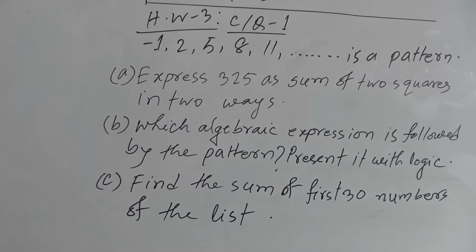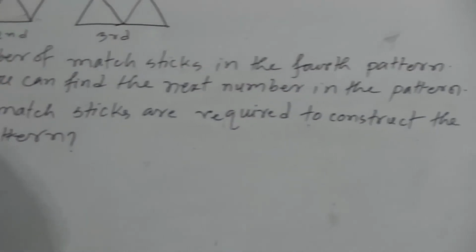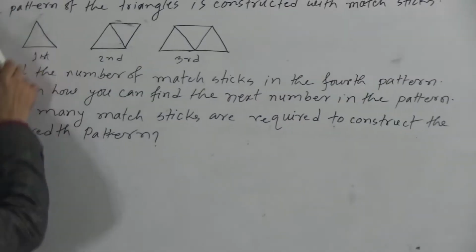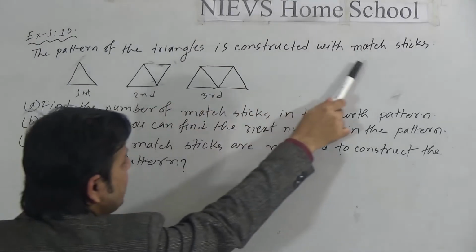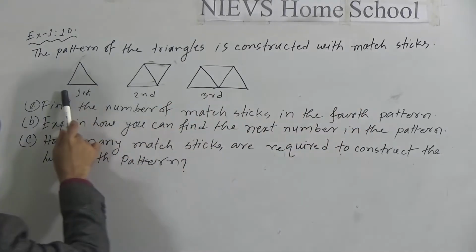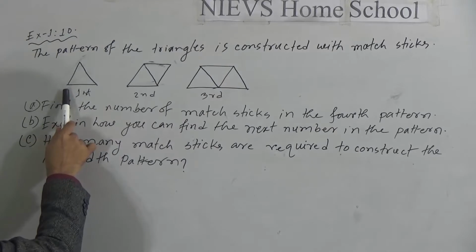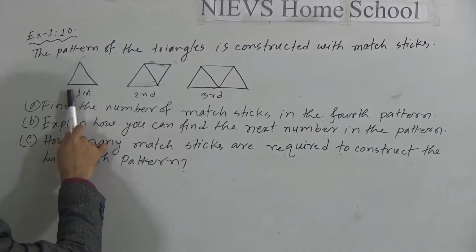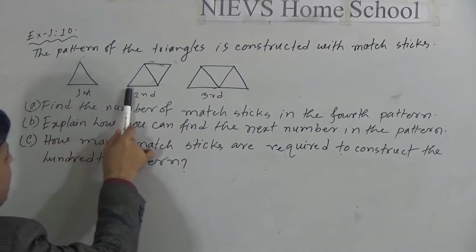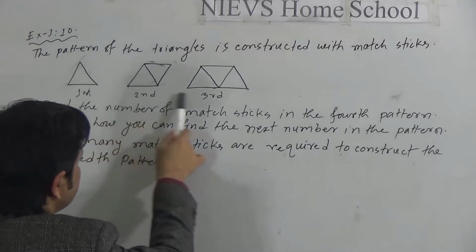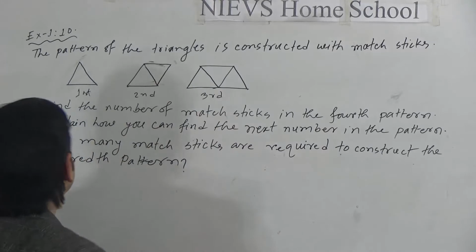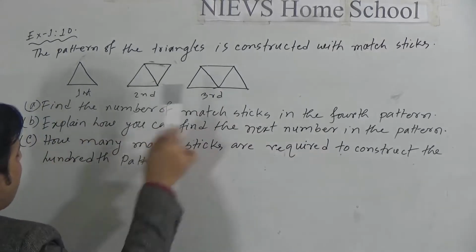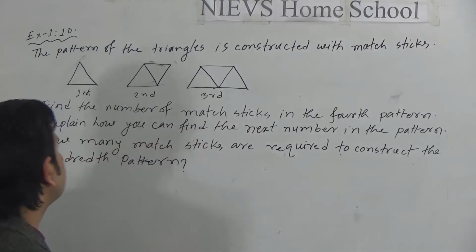At first, we will solve the question. Okay, now see. Exercise 1, question 10. The pattern of the triangles is constructed with matchsticks. It means that here are some triangles. In the first figure, there is one triangle. In the second figure, there are two triangles. In the third figure, there are three triangles. 1, 2, 3. So this is a pattern formed by some triangles.